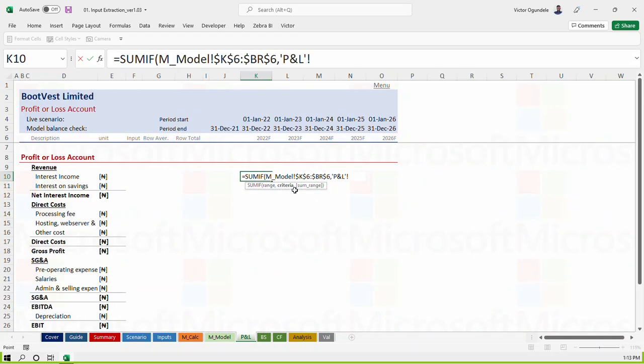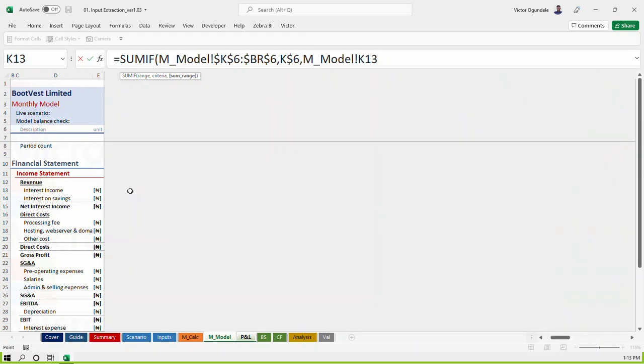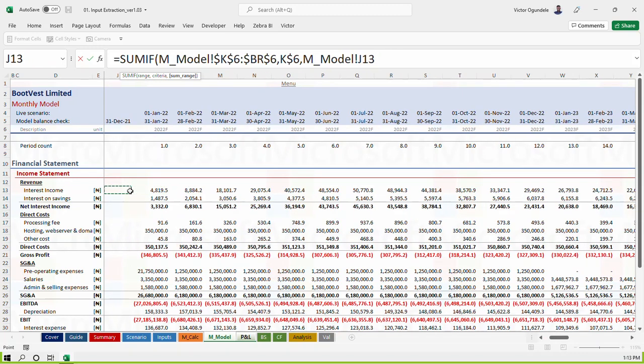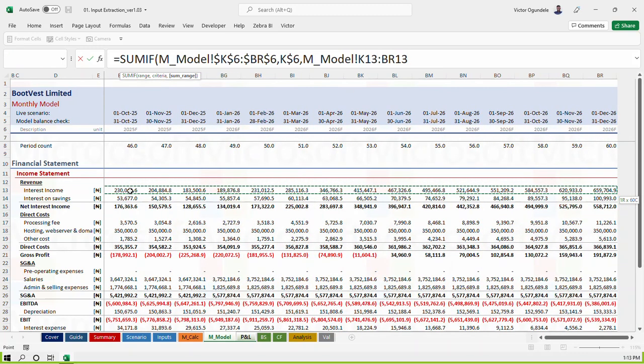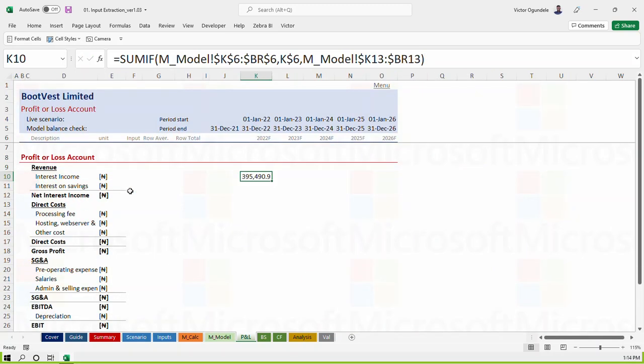Then the criteria is the year I have inside here. So don't give me the sheet name. The year that I have up here, I'm going to keep the row constant, so by the time I copy it down, then what is the sum range? Come to my model, I can just select this, my interest income for this period, which I'm going to keep the column constant. So by the time I copy that to the right, everything is still looking straight. Then I copy to the right, then I have this.